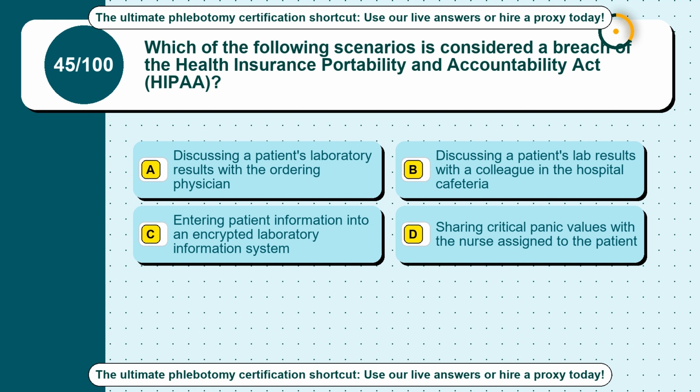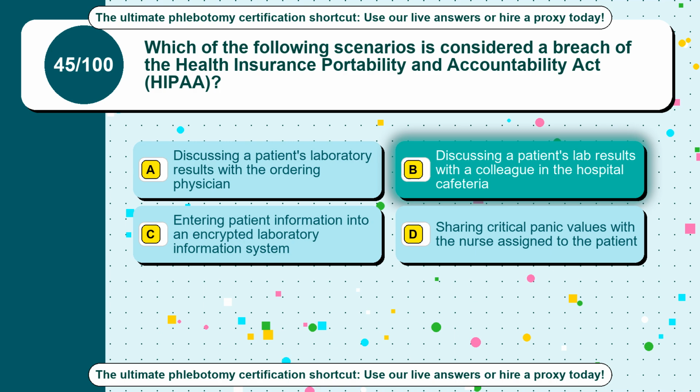Option C, entering patient information into an encrypted laboratory information system. Option D, sharing critical panic values with the nurse assigned to the patient. The correct answer is option B, discussing a patient's lab results with a colleague in the hospital cafeteria.